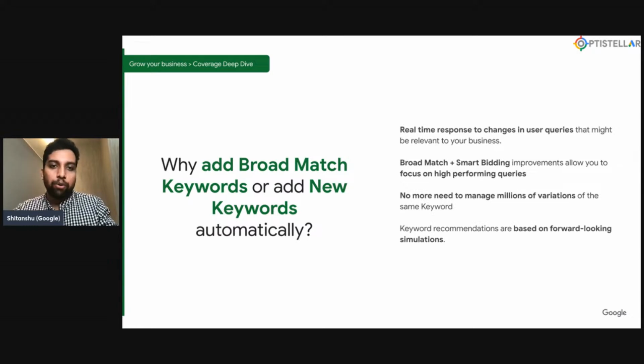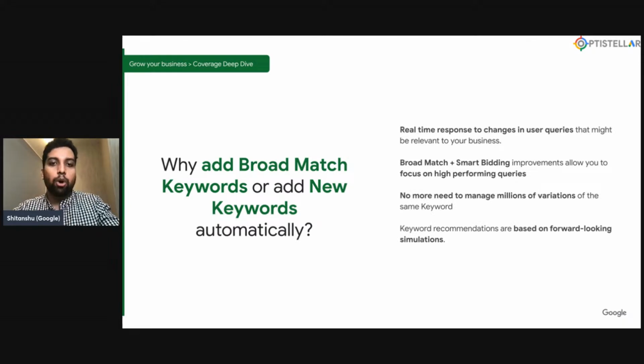And we already talked about how broad match and smart bidding when clubbed works well because of smart bidding working as that safety net and broad match allowing you enough expansion. You also no more need to manage millions of variations of your keywords. You provide a few broad match keywords and all the variations are covered with those broad match itself.